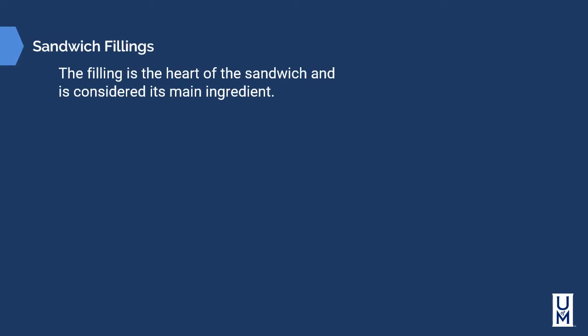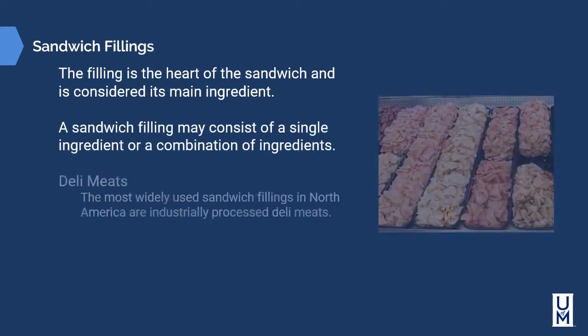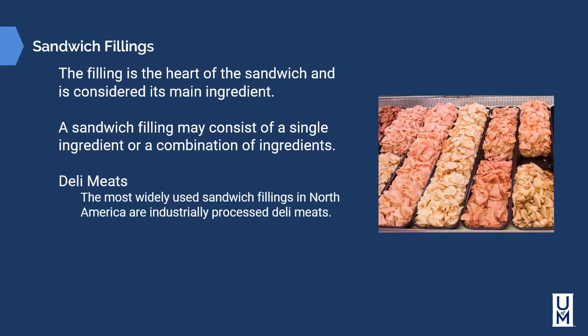The filling is the heart of the sandwich and is considered its main ingredient. A sandwich filling may consist of a single ingredient or a combination of different ingredients. For deli meats, the most widely used sandwich filling in North America is industrially processed deli meats.